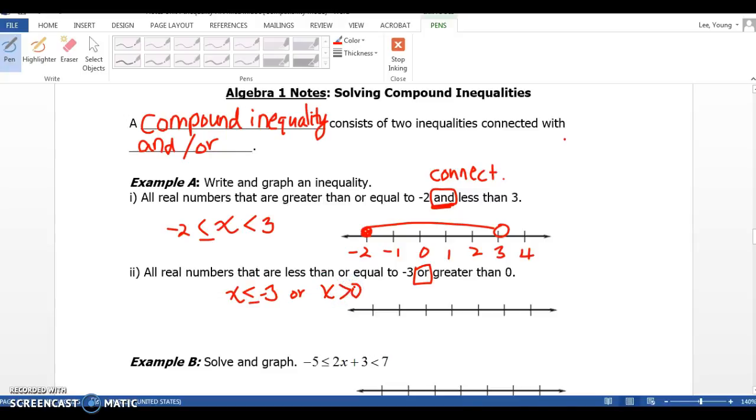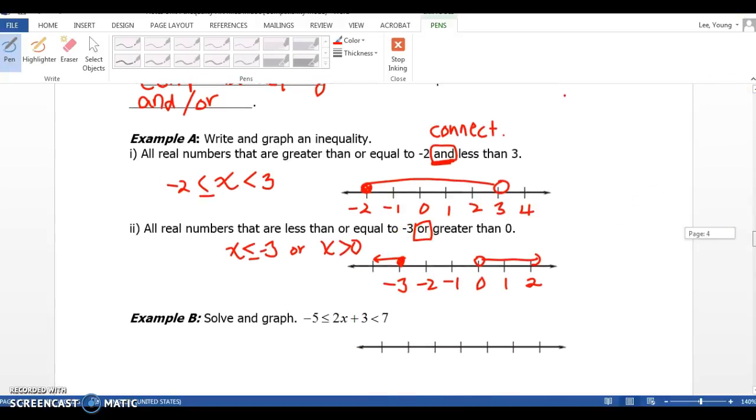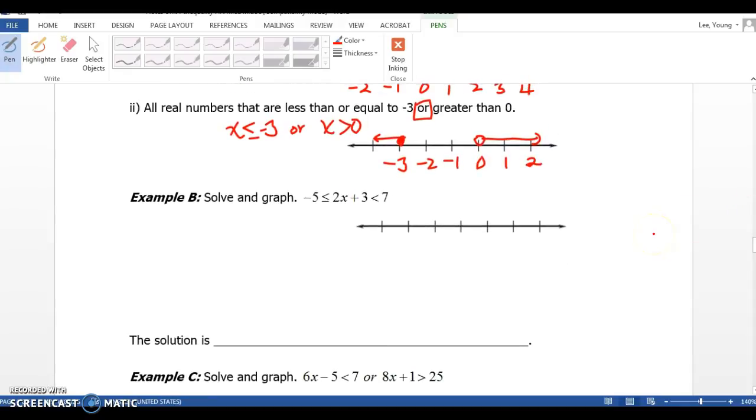So you can't actually put these into one big inequality. So we just put it as two separate inequalities. And here's how you graph it. So -3, -2, -1, 0, 1, 2. Now, x should be less than or equal to -3 or greater than 0. So when we have "or," we separate. Okay? They're going in the opposite direction. Easy?